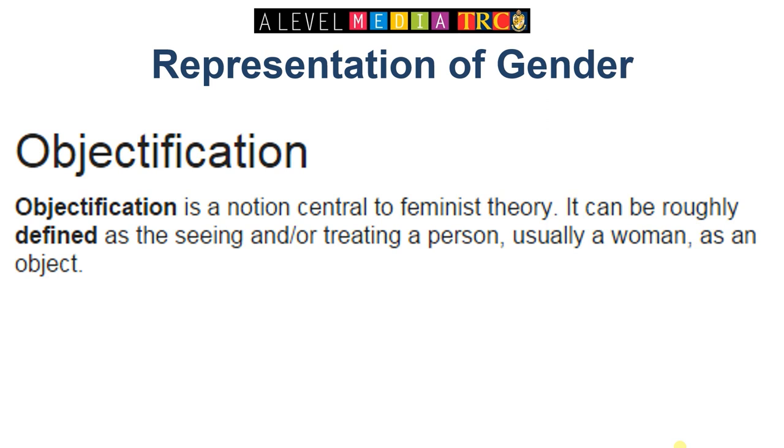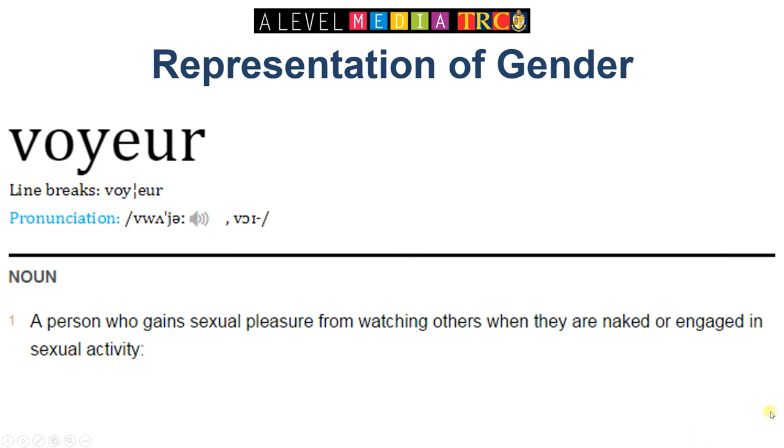John Berger, in his seminal book Ways of Seeing, talked about the way in which women are looked at and men act. The women are the receivers of the gaze from men. Men are active, women are passive. Men act, in this case, as voyeurs. A voyeur is a person who gains sexual pleasure from watching others, so literally a male gaze, where women are sexualized. So a person who gains sexual pleasure from watching others while they're naked or engaged in sexual activity.